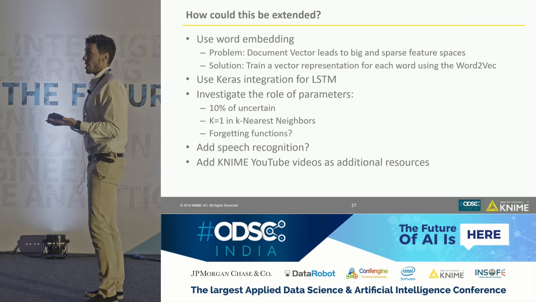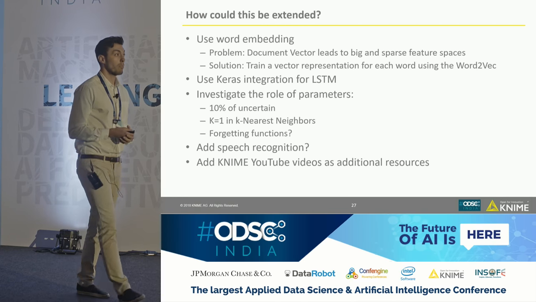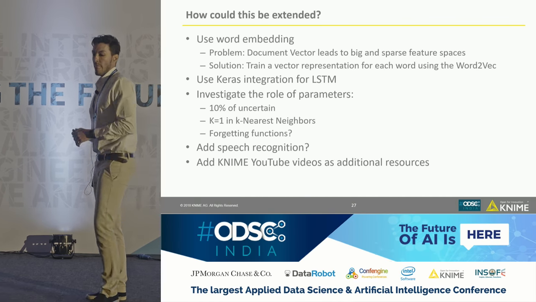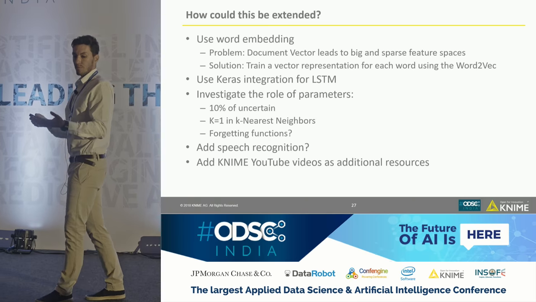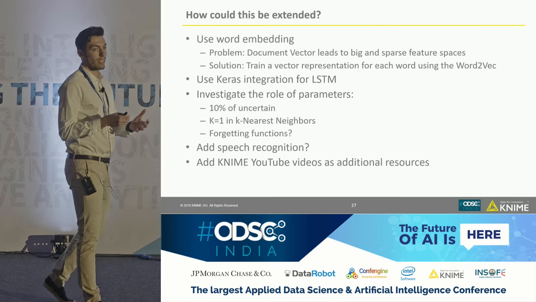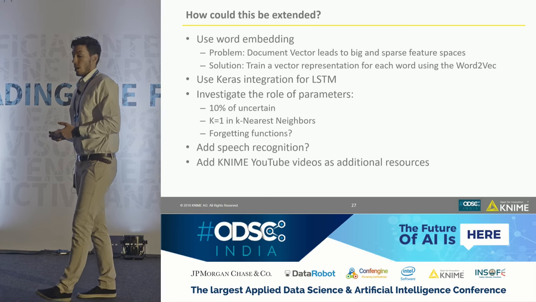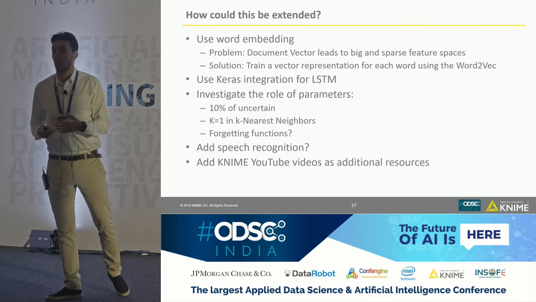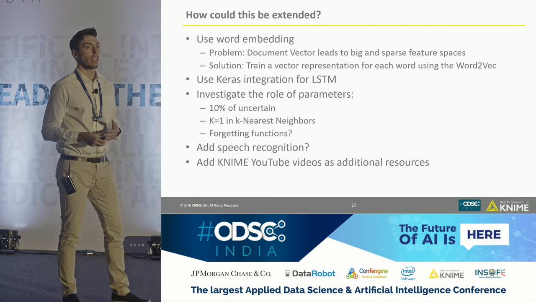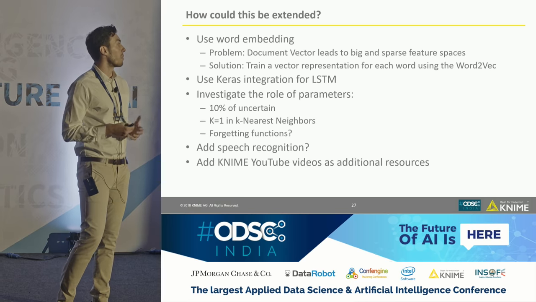There are several ways to extend this project. First of all, with word embedding. In our case, we used a one-hot encoding transformation, but the document vector node leads to a big and sparse feature space. We can improve this by training a vector representation with word2vec. Another implementation that we could add to our project is using the Keras integration for LSTM. KNIME also integrates Keras, so this might be another implementation.